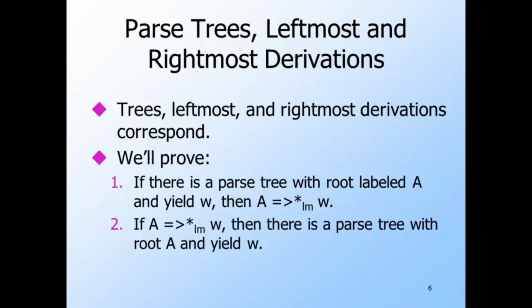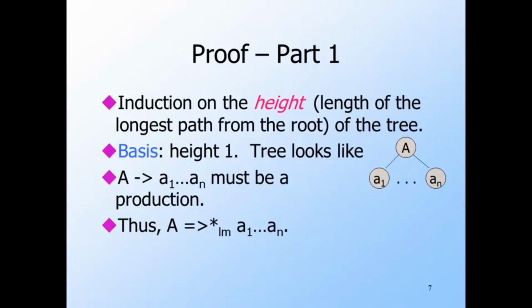The second statement is the converse, that for every leftmost derivation of w from A, there is a generalized parse tree with root A and yield w. The matter of rightmost derivations is completely analogous. We'll start with point 1 by showing how to convert parse trees to leftmost derivations. The proof is an induction on the height of the tree.